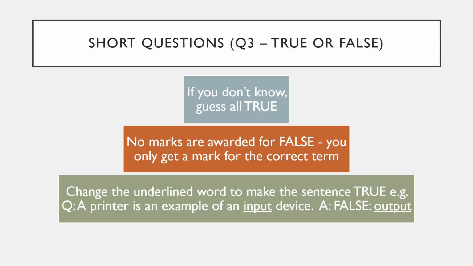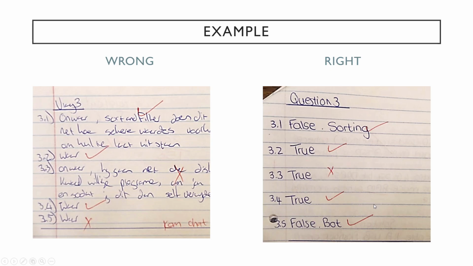So here's an example. A printer is an example of an input device. We know the statement is false. And they say there, change the underlined word to make the sentence true, right? So we need to indicate, number 1, that it's false over here. And then we need to say why. In other words, our why would be changing this underlined word. So I'm going to change it from input to output. And now is the statement going to be true? A printer is an example of an output device? Yes. So the combination of false and output, that is what gives me my 1 mark. And there you can see 1 mark for false, 1 mark for true, 1 mark for true.